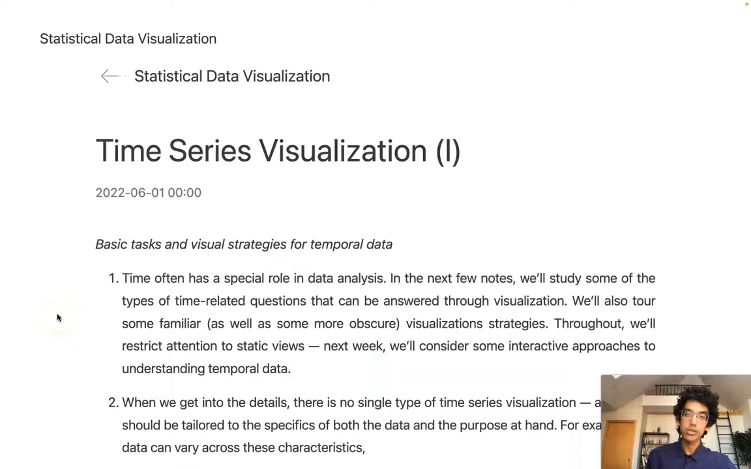Hello everyone, in this recording we'll introduce time series visualization. We'll start with some of the theoretical aspects and then we'll look at a few basic kinds of plots.